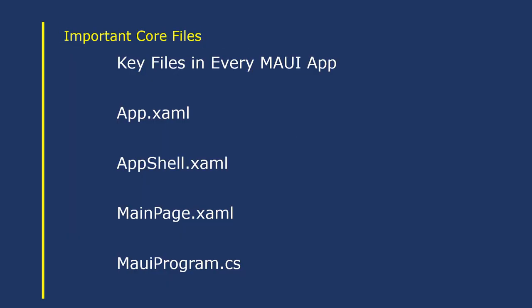These are the most important files in a movie application. App.xml stores global resources. App shell handles navigation. Main page is the default page. Movieprogram.cs configures services and dependency injection.